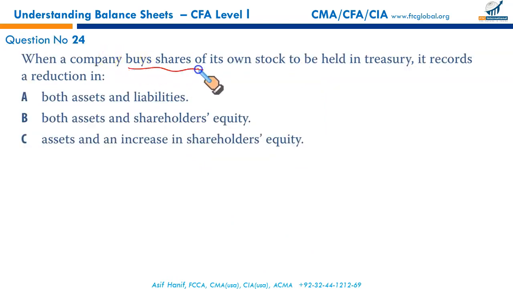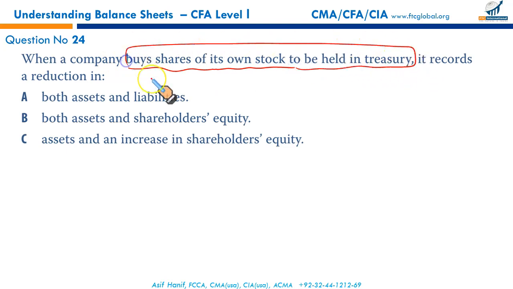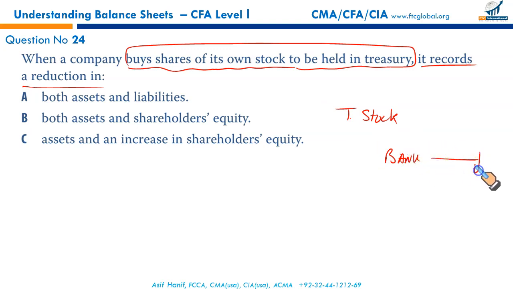When a company buys shares of its own stock to be held in treasury, when a company purchases its own stock from the market, it records a reduction in what? First of all, just a little idea. When you purchase a stock, you have paid. What did you get? You bought your own stock. You can't report it as an asset. You debit treasury stock, you credit bank. So yes, your asset goes down, bank is reduced. This is a debit item.